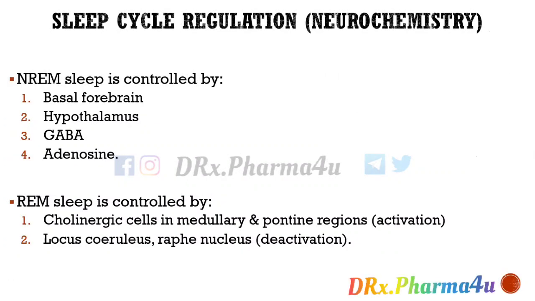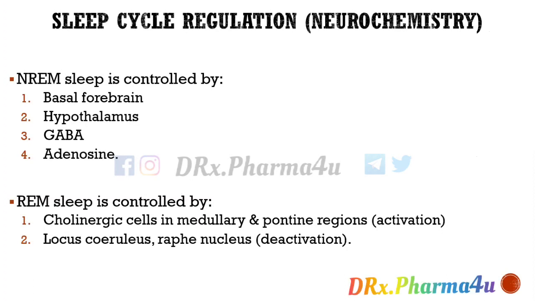Now let's come to the neurochemistry. NREM sleep is controlled by four things. One is the basal forebrain, hypothalamus, which also regulates your temperature. GABA is an inhibitory neurotransmitter, and adenosine.